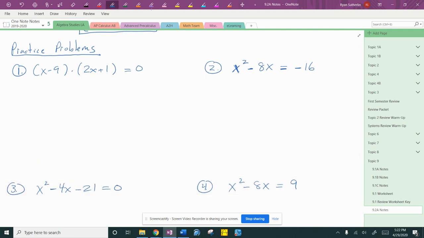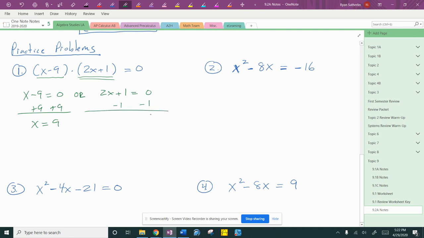Okay, let's see how you did. So the first one is already in factored form. I don't have to do any work here. I know I have x minus 9 times 2x plus 1 equals 0. So that means for this quadratic equation, x minus 9 equals 0, or 2x plus 1 equals 0. So here I just add 9 to both sides. I get x to be 9. Here I subtract 1 from both sides. I get 2x to be negative 1. Divide by 2, and I get x to be negative 1/2. So for this one, I got 2 answers, 9 and negative 1/2.